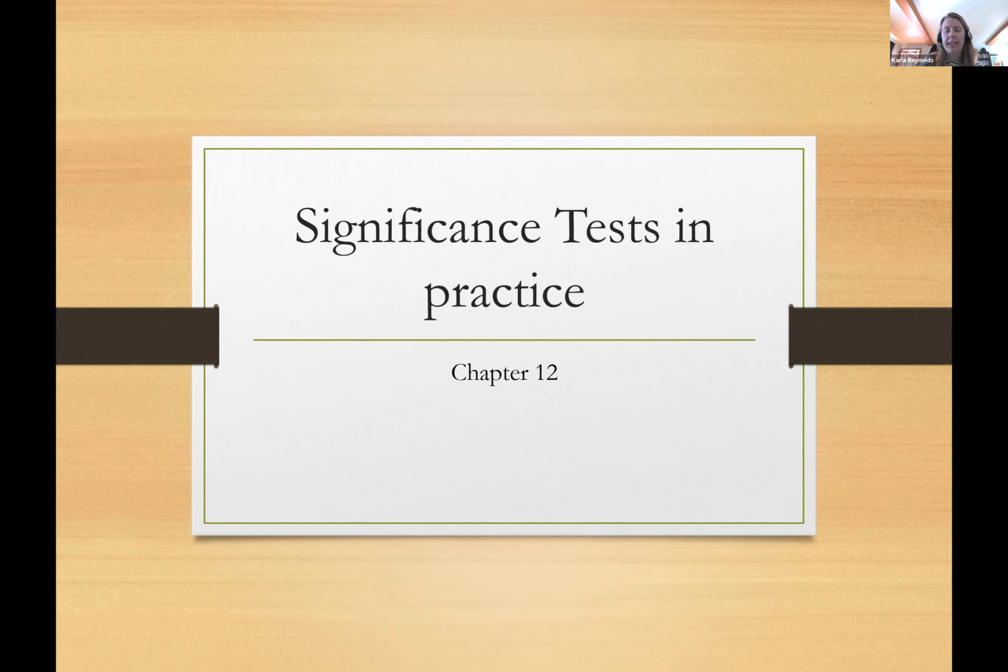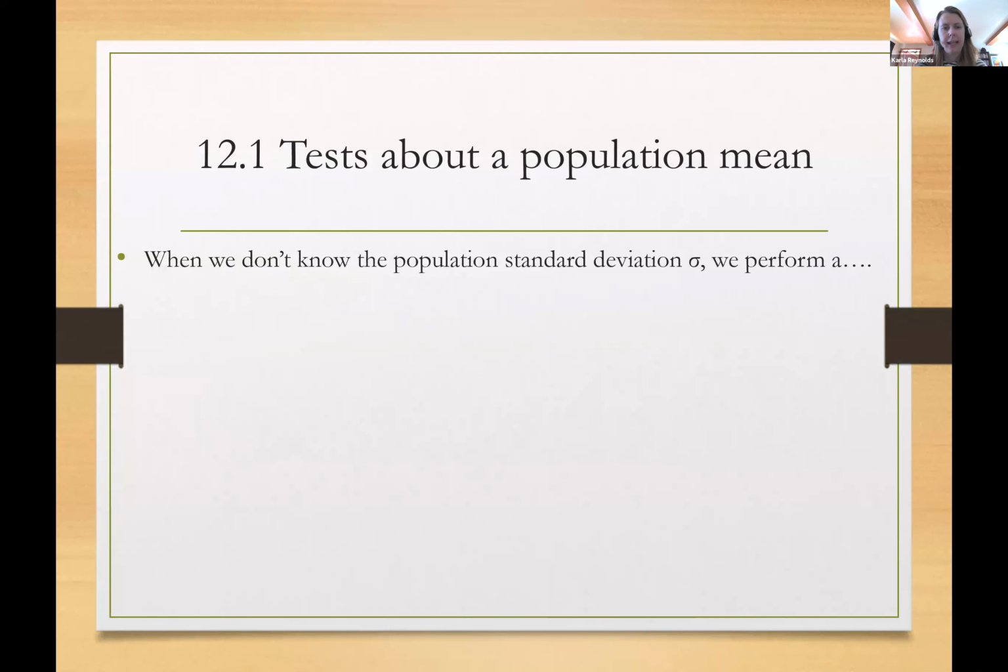Welcome to the video on significance tests in practice, chapter 12, just a continuation of chapter 11, really. In this section, we'll do t-tests, and this is when you don't know the population standard deviation. Just like z-intervals and t-intervals for means, we're only going to use a z-test if we know the population standard deviation, and really we're not going to do that. So in general, you'll be using t-tests because you don't know the population standard deviation.